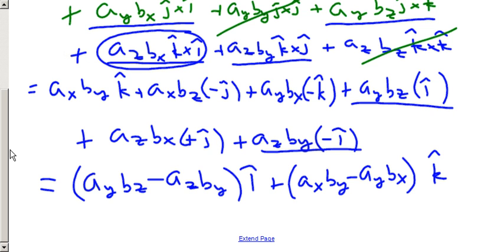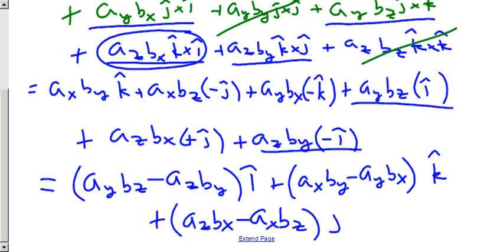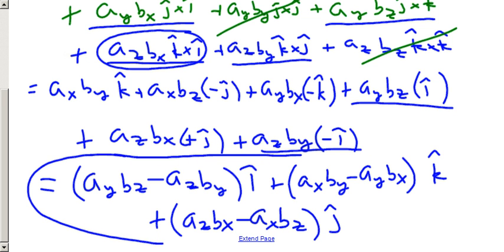And then the J terms. So the J terms would be plus AZBX minus AXBZ J. And so this gives me, you know, it's terribly ugly, but it's looking at the components of vector A and vector B, and it's giving me the vector that is the cross product of those vectors A and B. So this vector that I just found is perpendicular to both A and B.